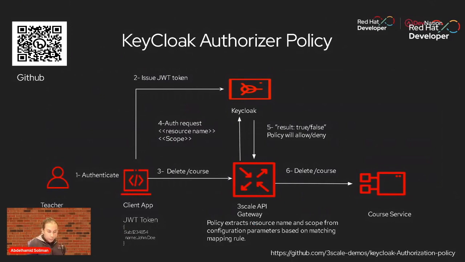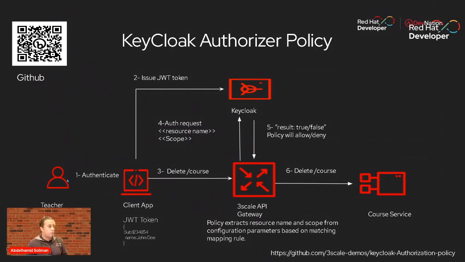As we are talking about 3scale, and we want to integrate 3scale with the Keycloak authorization service, we have a community policy which exists in this GitHub repo, which is written in Lua. After cloning this repo and installing this policy into the API gateway, you can have this kind of architecture.